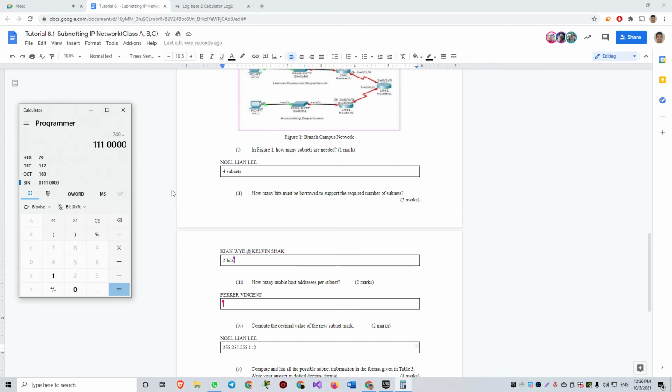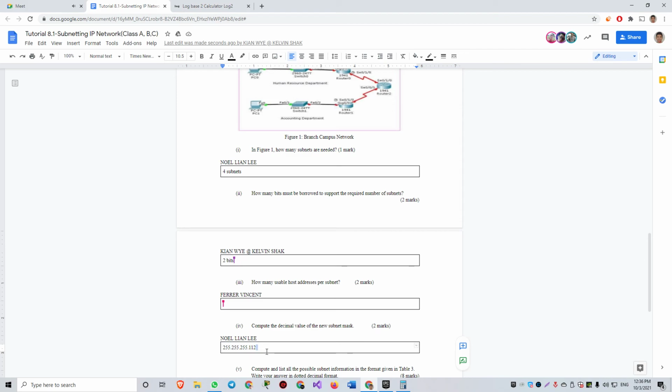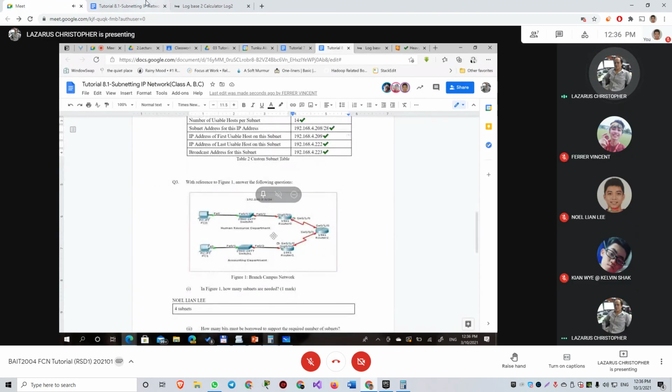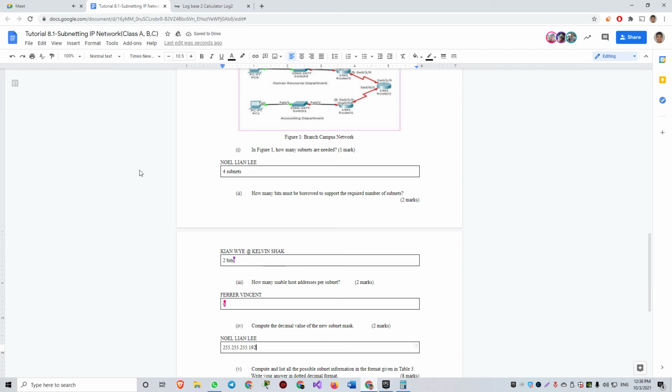Yes, Kelvin. To get 4 subnets, you need to borrow 2 bits, because 2 power n is 4. To get 4 subnets, you borrow 2 bits. 2 power 2 is 4. So you get 4 subnets. Correct. So you can see the network given, 192.100.2.0, is /24. So this is a class C network, a /24 network.